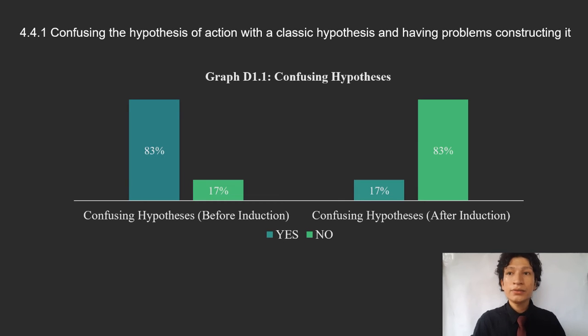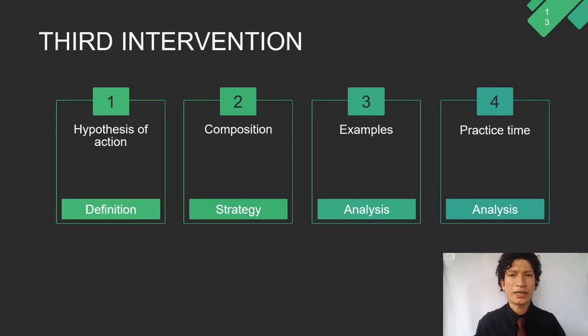Before the induction, 83% of students confused the hypothesis of action with a classic hypothesis. On the other hand, after the induction, only 17% of students kept on having that problem. How did they get to that?